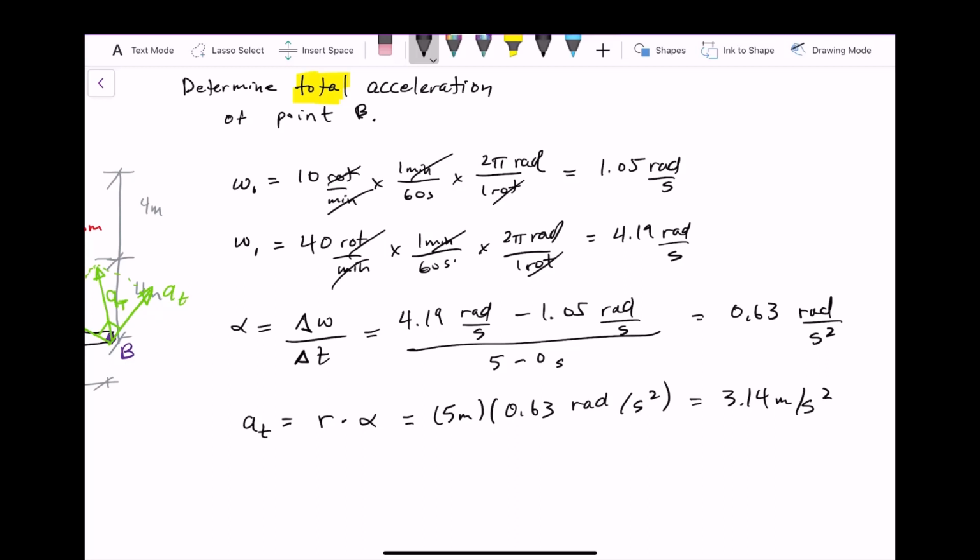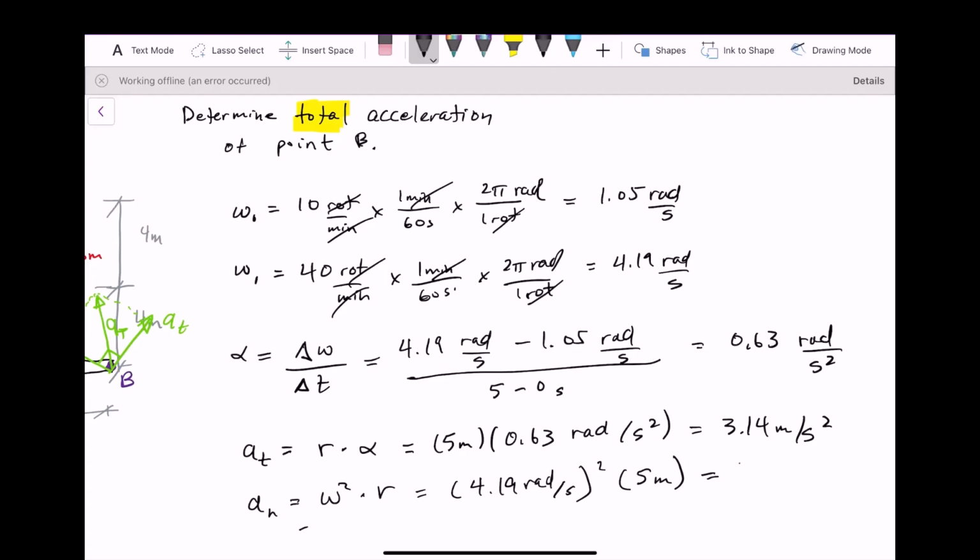Next, we have a normal acceleration, and that's equal to omega squared times r. So that would be equal to 4.19 rads per second. So we're going to use our final velocity here. We're going to square that times 5 meters. Gives us 87.8 meters per second squared.